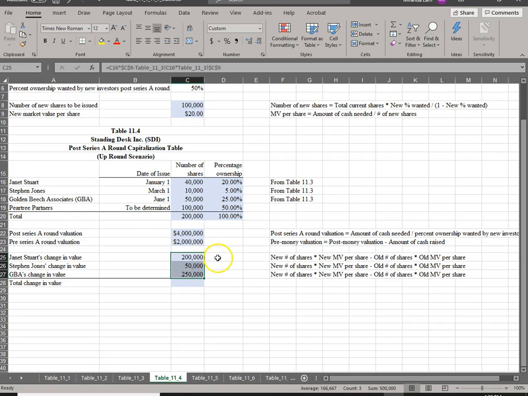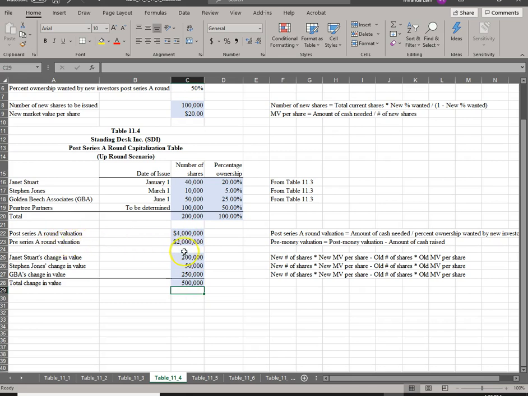So what we see here is that Janet's investment value went up by $200,000. Steven's went up by $50,000, and GBA's went up by $250,000. Altogether, their overall value is $500,000. Now, let's take a look.